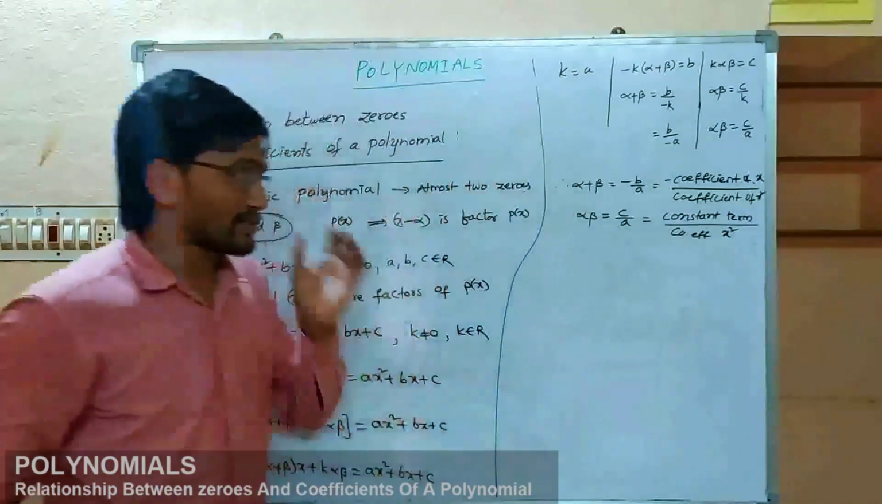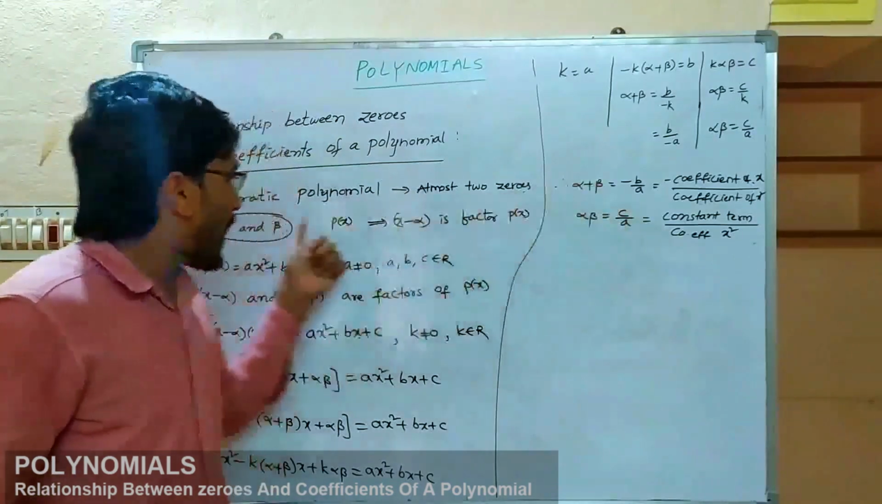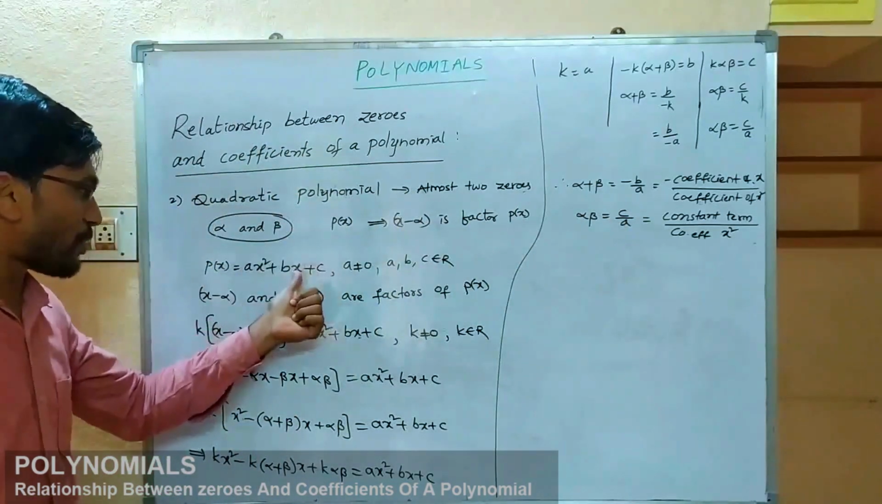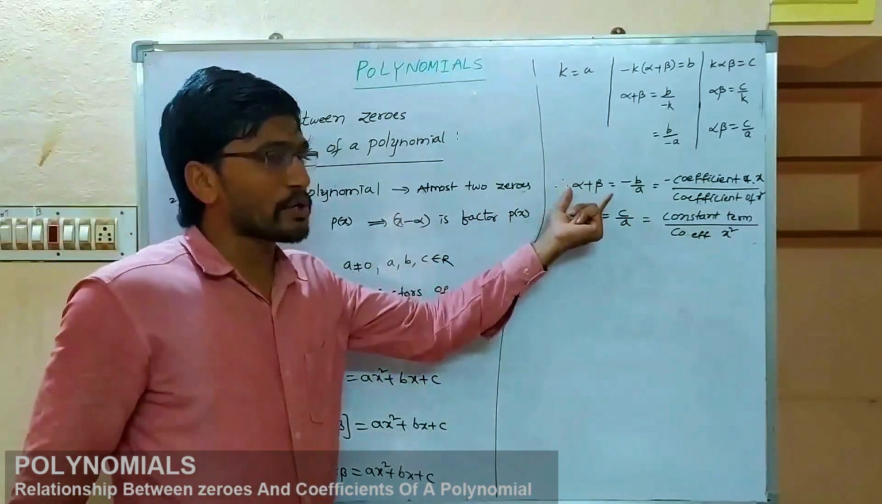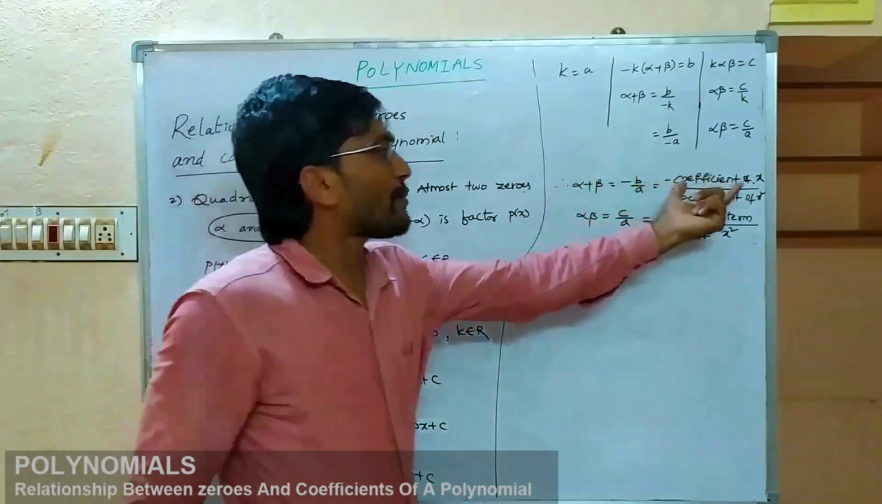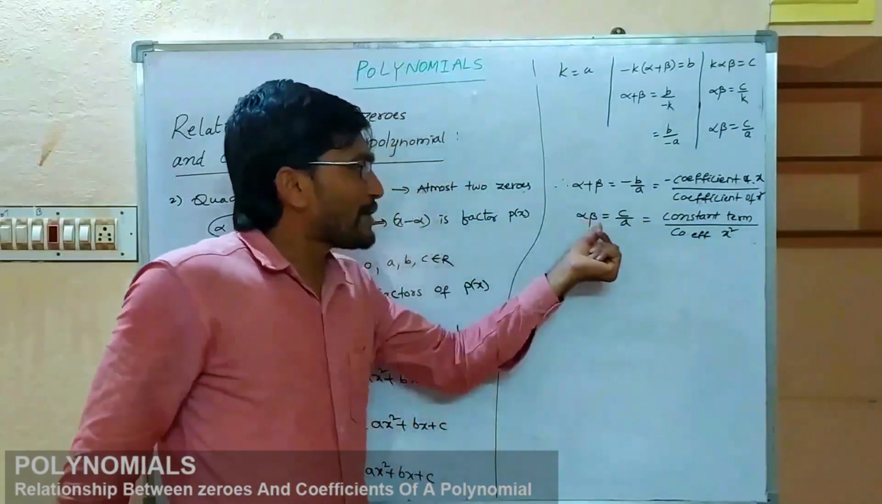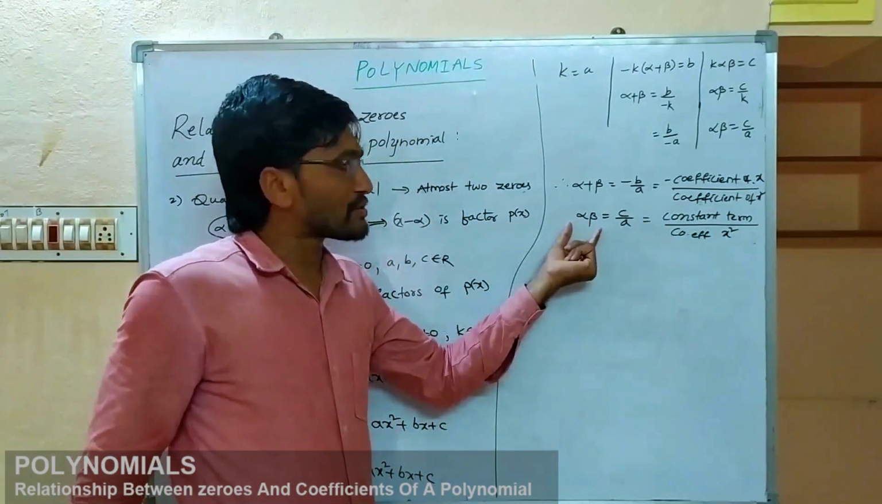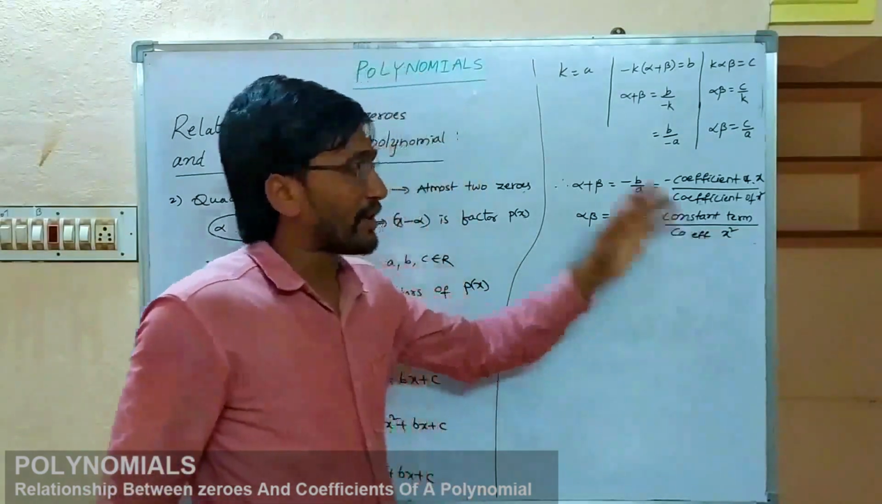So finally, what do we conclude? Alpha and beta are the zeros of this polynomial p of x. So alpha plus beta is the sum of the zeros. Sum of the zeros is equal to minus coefficient of x by coefficient of x square. And alpha into beta is the product of the zeros. Product of the zeros is equal to the constant term by the coefficient of x square.